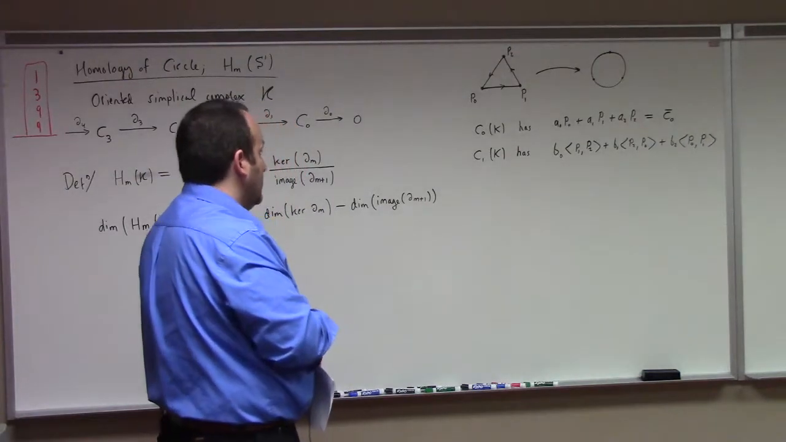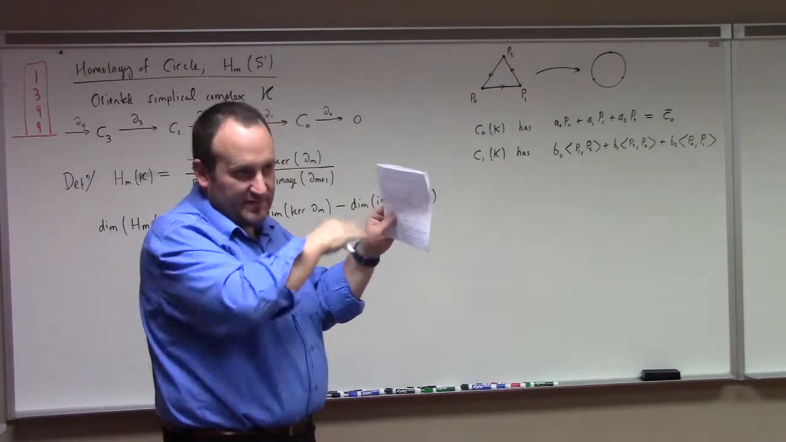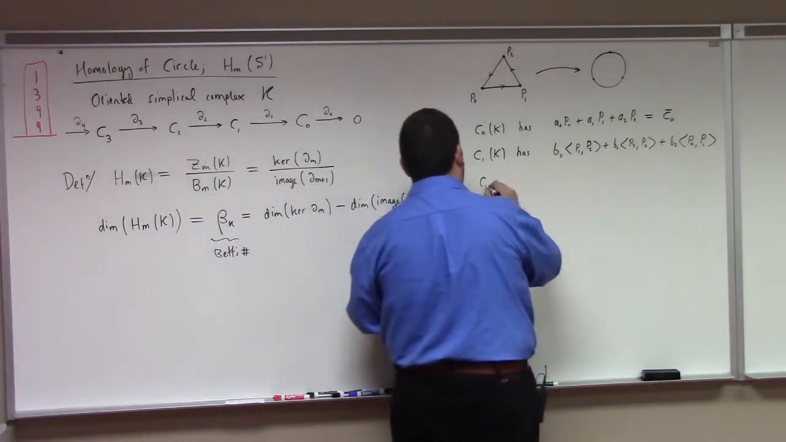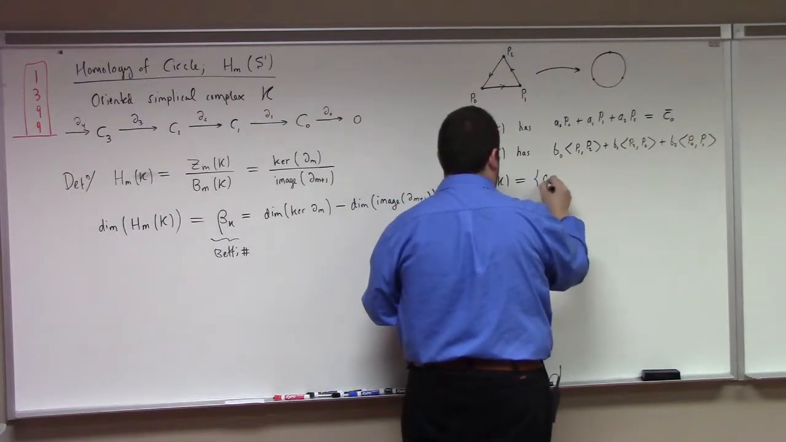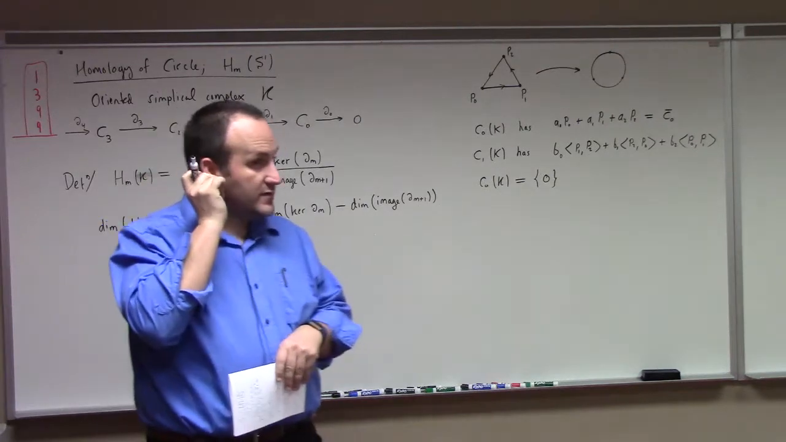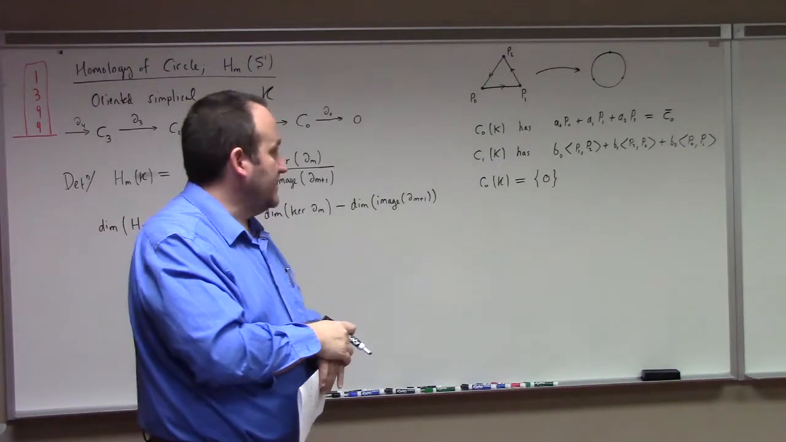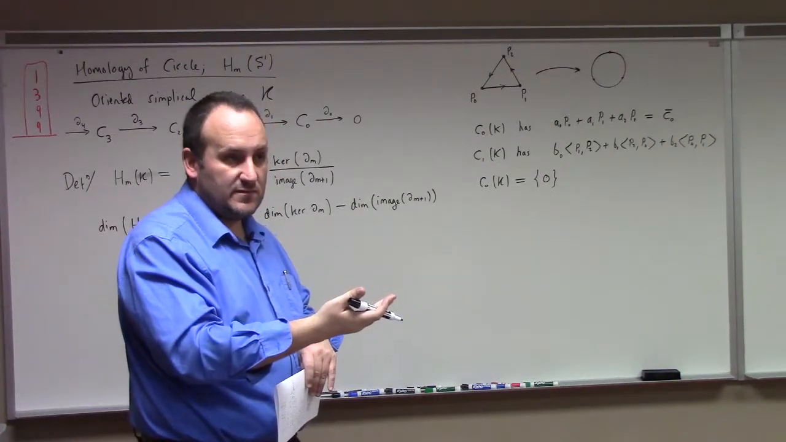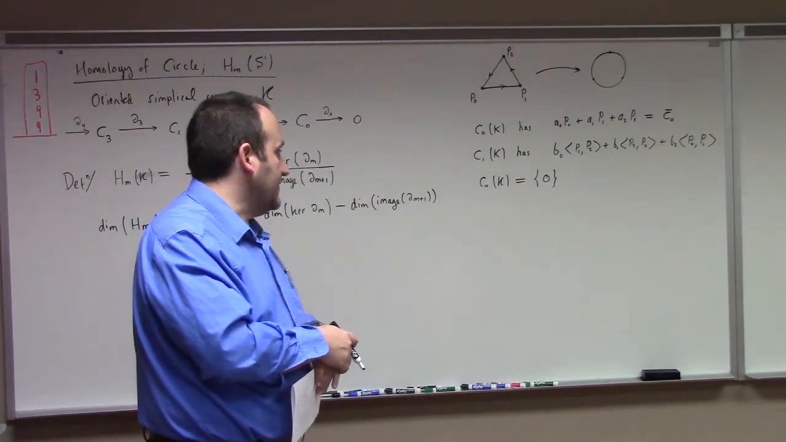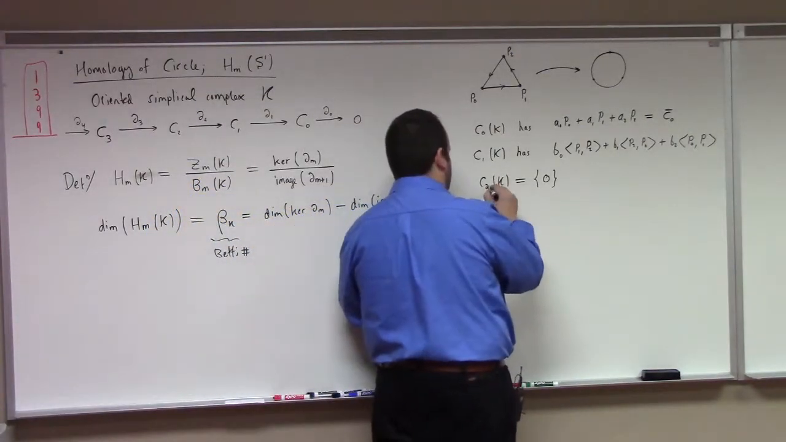And that's it. There's no two chain here because it's not the solid triangle. It's just the edge. So C2 of K is just equal to the zero space here. So in this construction, the zero chains are a three-dimensional space. The one chains also happen to be a three-dimensional space, and the two chains are zero-dimensional.